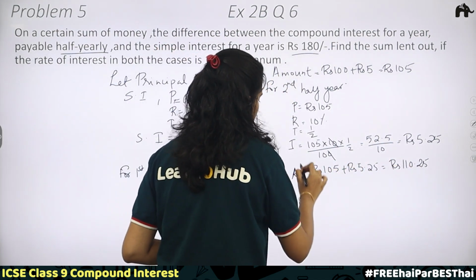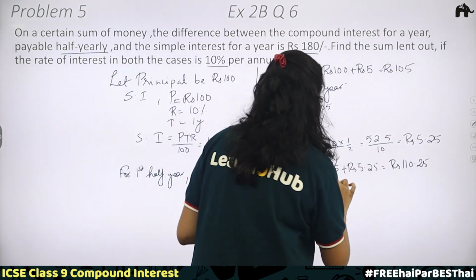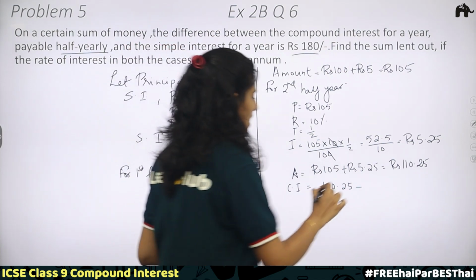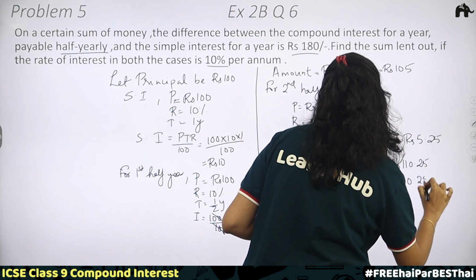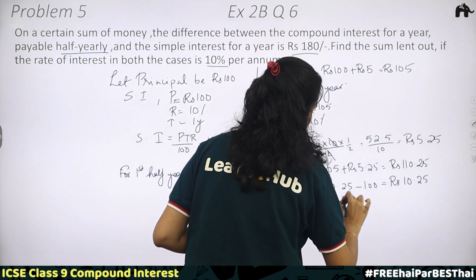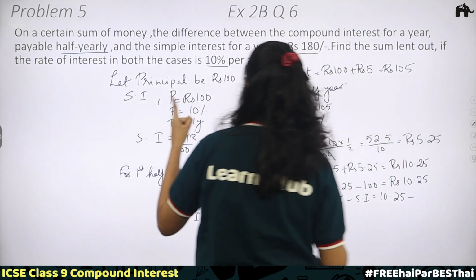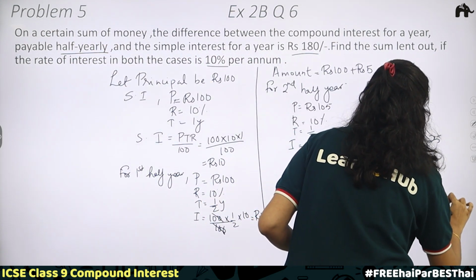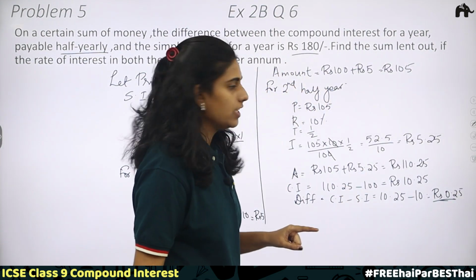Now what is the compound interest then? Compound interest will be equal to final amount 110.25 minus initial principal that we have taken, which is rupees 100, equal to rupees 10.25. So here what is the difference between the simple interest and compound interest? Difference, compound interest minus simple interest is equal to 10.25 minus simple interest we have calculated, which is equal to rupees 0.25. Okay, here the difference is rupees 0.25.